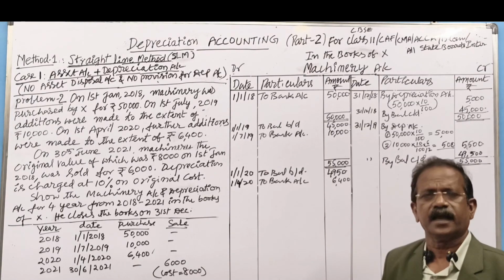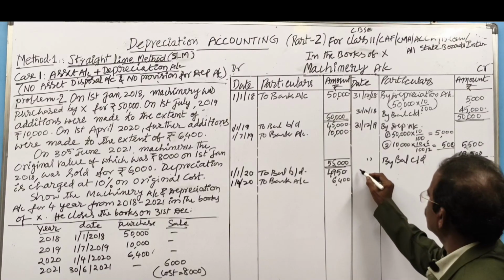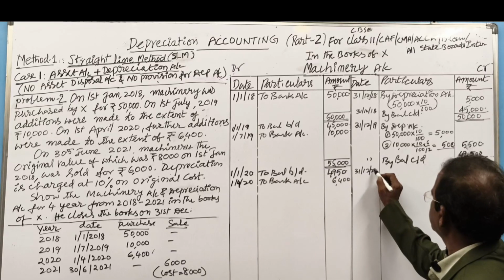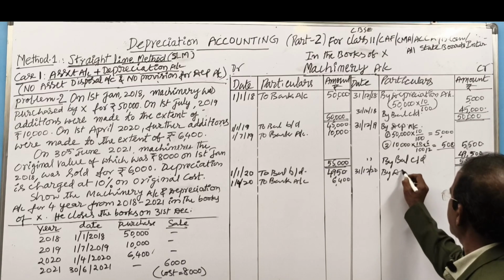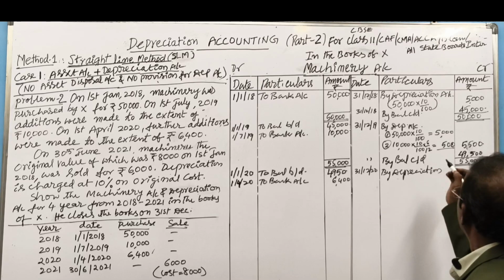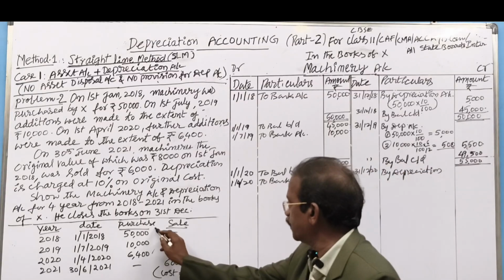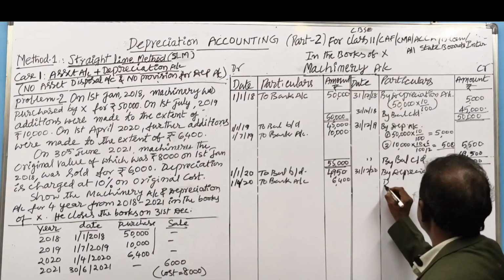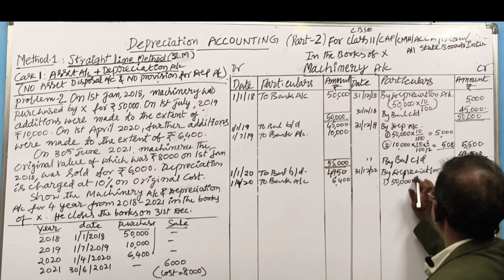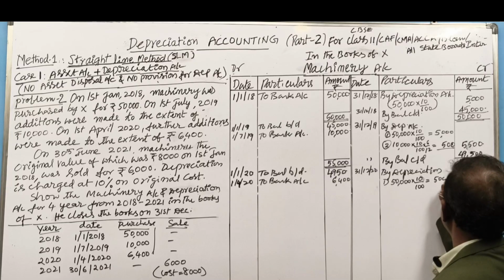Every year, same process. At the end of the year, you have to calculate the depreciation. What is the date? The date is 31/12/2020, by depreciation. Depreciation on how many machines? You have to verify. We have 3 machines. First machine 50,000. We have used it for the whole year. 10%. 10 by 100 equals 5,000.